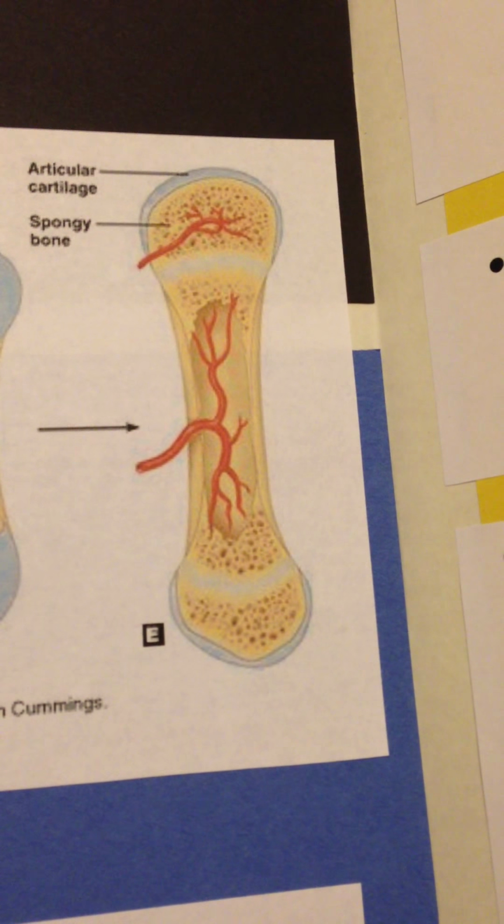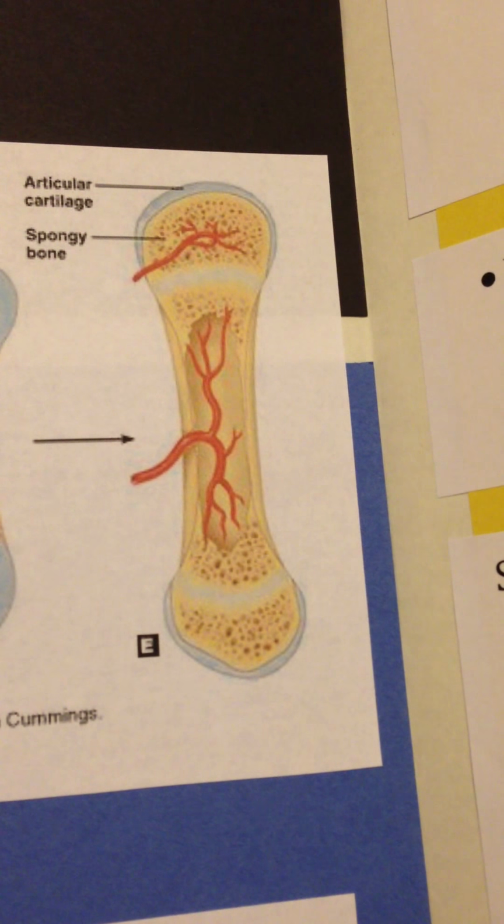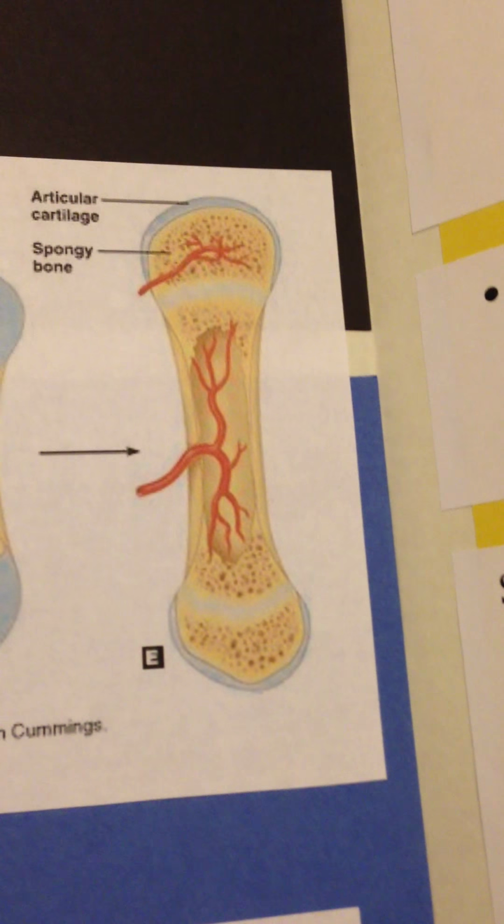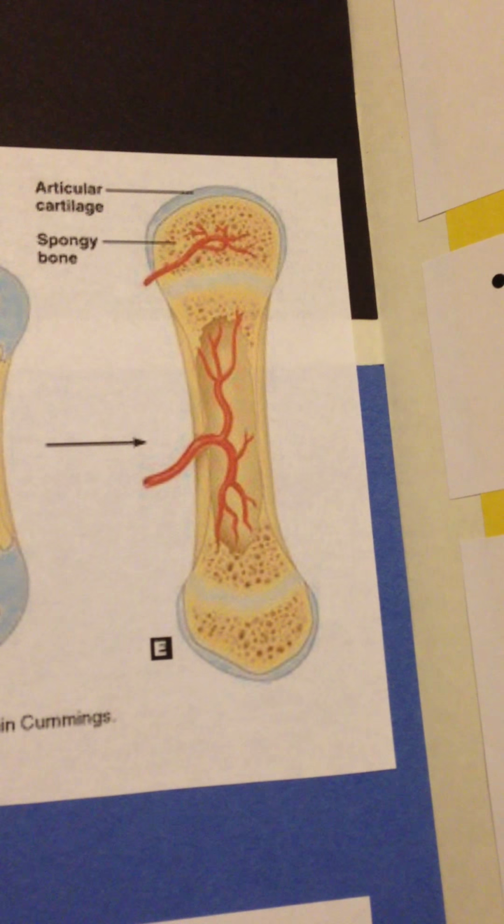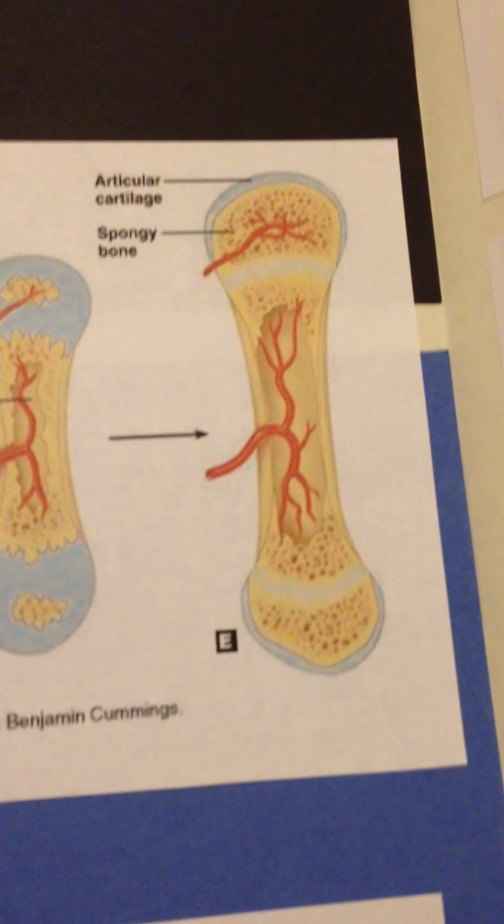As long as the rate of the cartilage growth keeps pace with the rate of osteoblast invasion, the epiphyseal cartilage persists and the bone continues to grow longer. That's ossification.